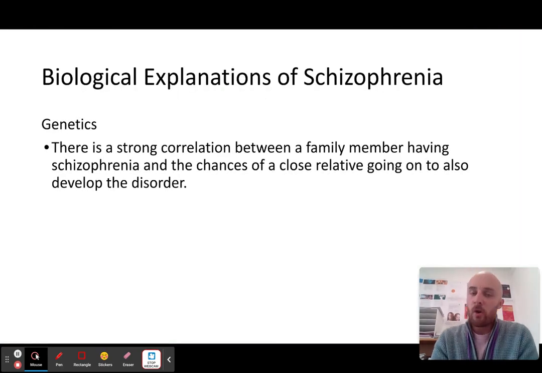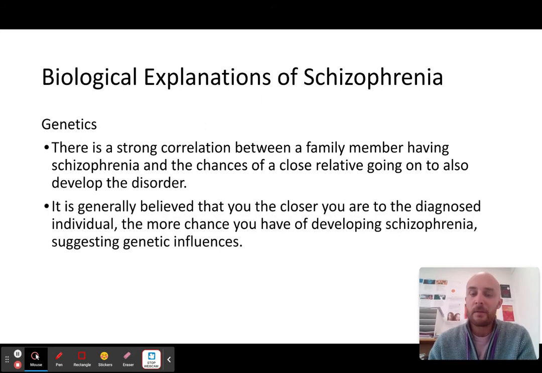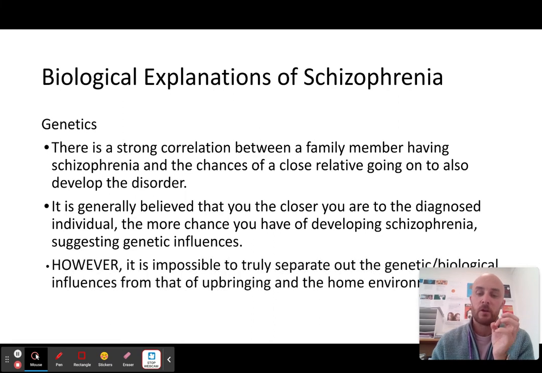But as I say, there's a strong correlation between a family member having schizophrenia and then a close relative also developing that as well. Now, if you have schizophrenia in your family, like an aunt, for example, I don't want you to panic, even if it's an MZ twin, an identical twin who has schizophrenia. There is no 100% rate where you would get schizophrenia just because the person who's related next to you got it. But it is generally believed that the closer you are to the diagnosed individual, the more chance you have of showing this. I'm going to show you a graph of Gottesman that shows this.